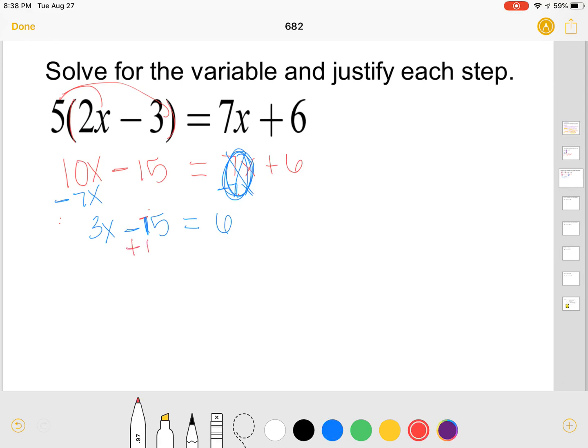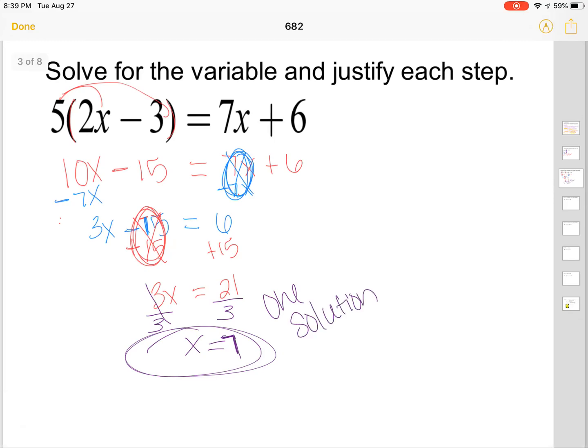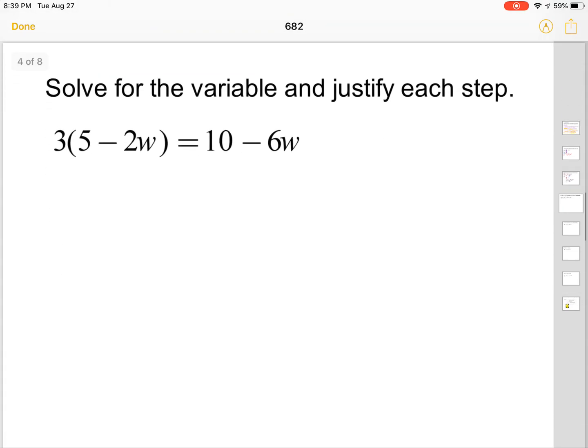The opposite of subtracting 15 is adding 15. Again, these eliminate each other to 0. So we have 3x equals 6 plus 15 would be 21. The inverse of multiplying by 3 is dividing by 3. 21 divided by 3 is 7. So x equals 7. And again, since x equals 7, this is our one solution situation. So we're just combining everything we've been talking about the past couple days here.